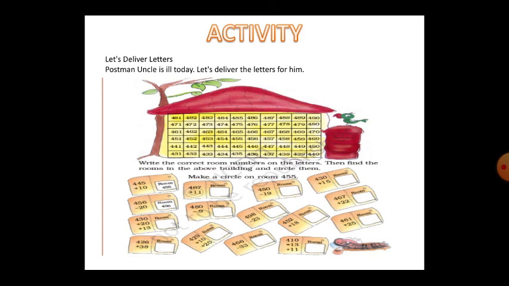So that's it. If it is add, you add that, and you find the room number here and circle that. And if you subtract, you have to subtract, find the number and circle it. That's it. This one you do in the textbook, and that activity you do by yourself, and send a pic to me.